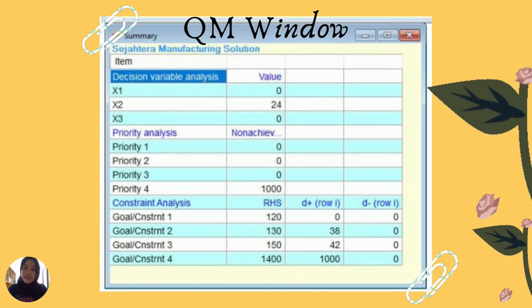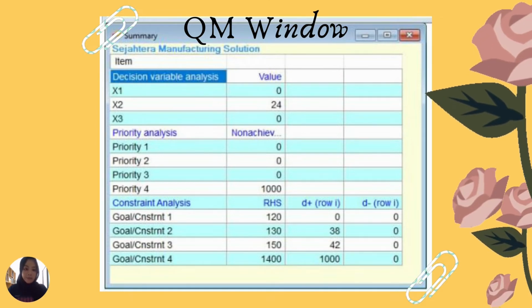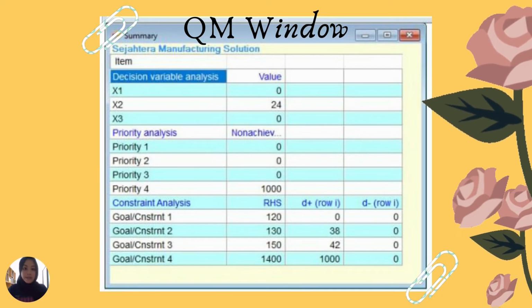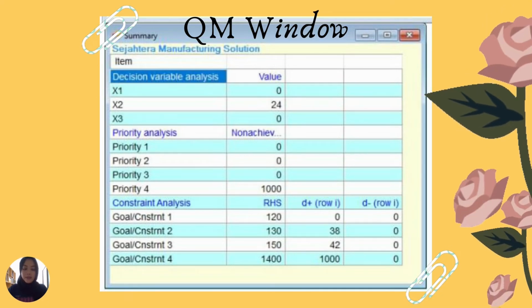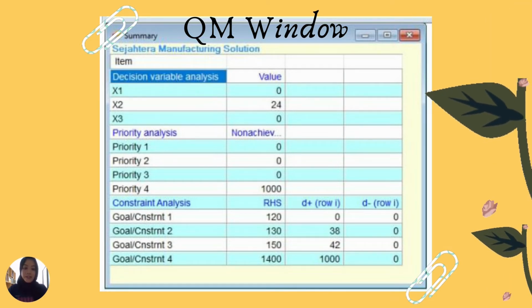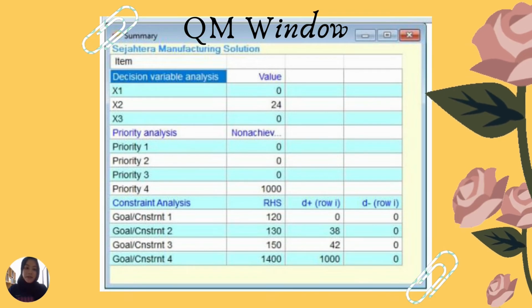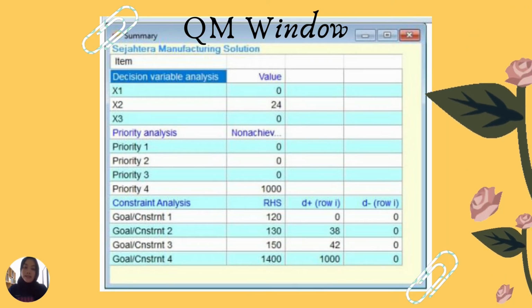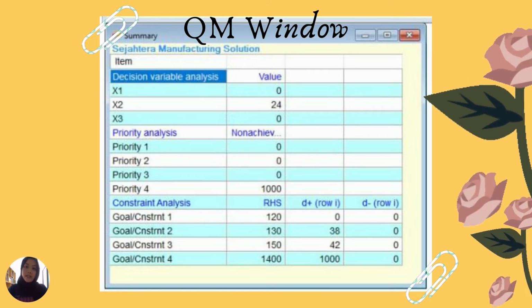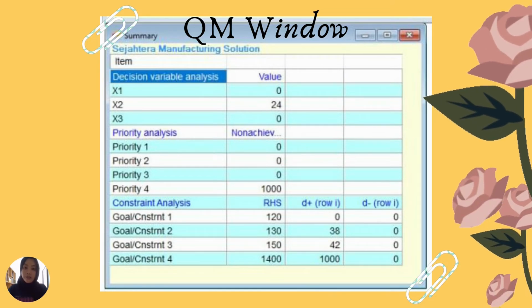Moving on to the next slide, which is the summary of the QM window. There are three things that we need to explain about these results. The first is the value, the second is non-achievable, and the third is the constraint analysis results. The value column states the best number of production for each variable so that we can achieve the goals.